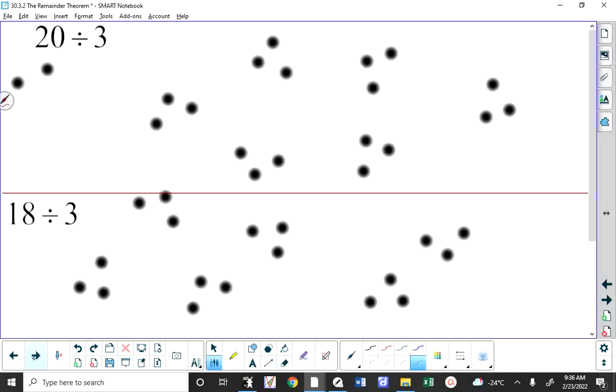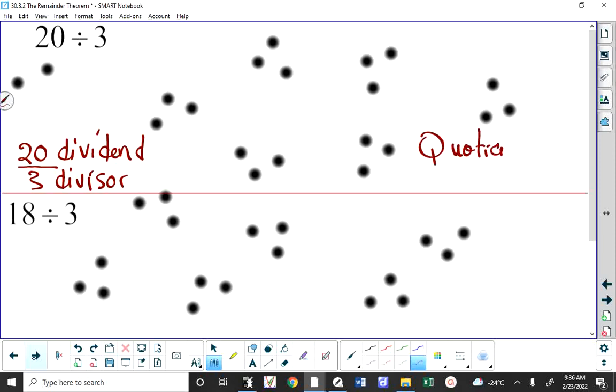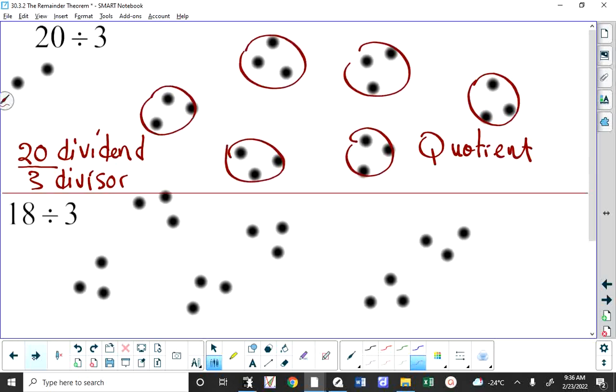We have 20, which is the dividend. We're dividing by 3, which is the divisor. And we got for a quotient the result of the division. Let's see, we got 1, 2, 3, 4, 5, 6. So we got a quotient of 6. And then the remainder, of course, is 2. So what's the relationship between these four numbers? Well, what does remainder mean?